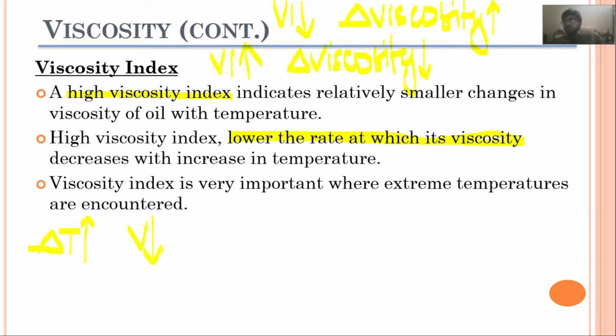But when we increase the temperature, viscosity will decrease, and when we decrease the temperature, viscosity will increase. But viscosity index is showing how much the viscosity is changing. So it is an extremely important parameter. It is of extreme importance, particularly when we are talking about the extreme temperatures over which our IC engine is operating. So our lubricant should have a high viscosity index number.